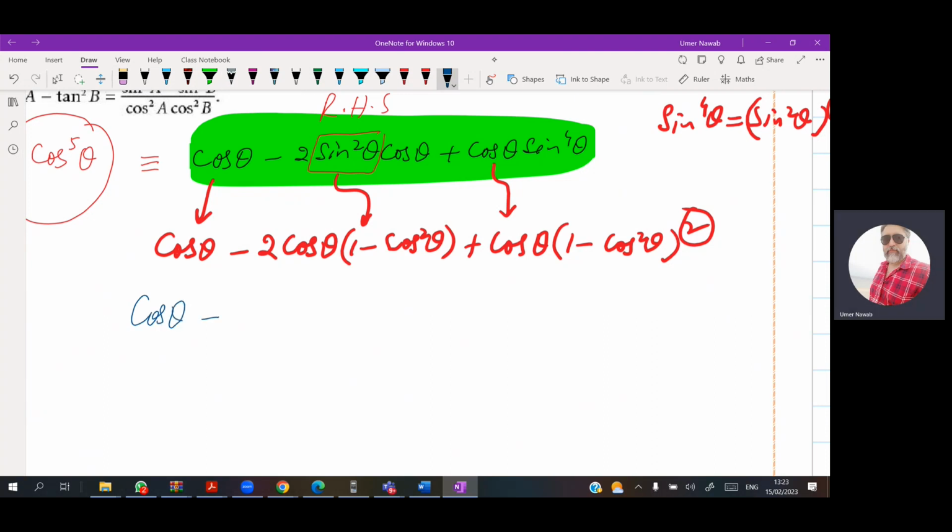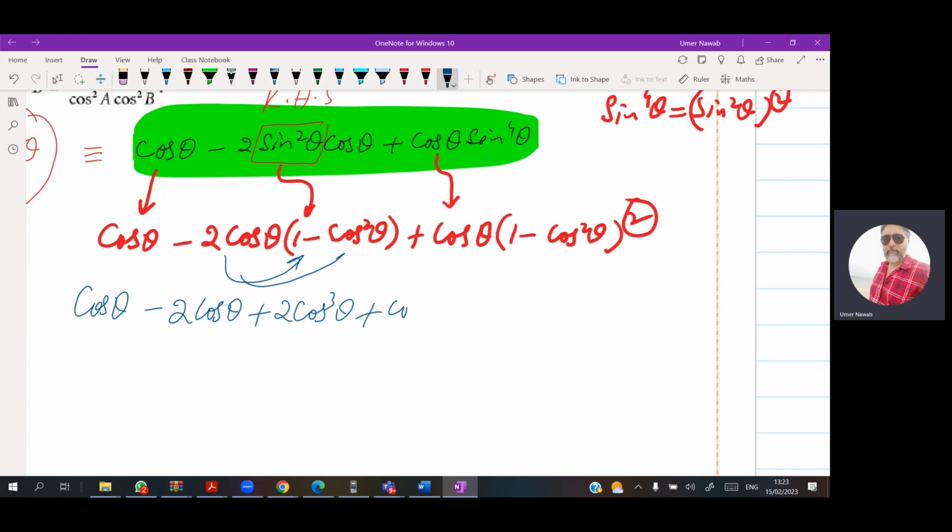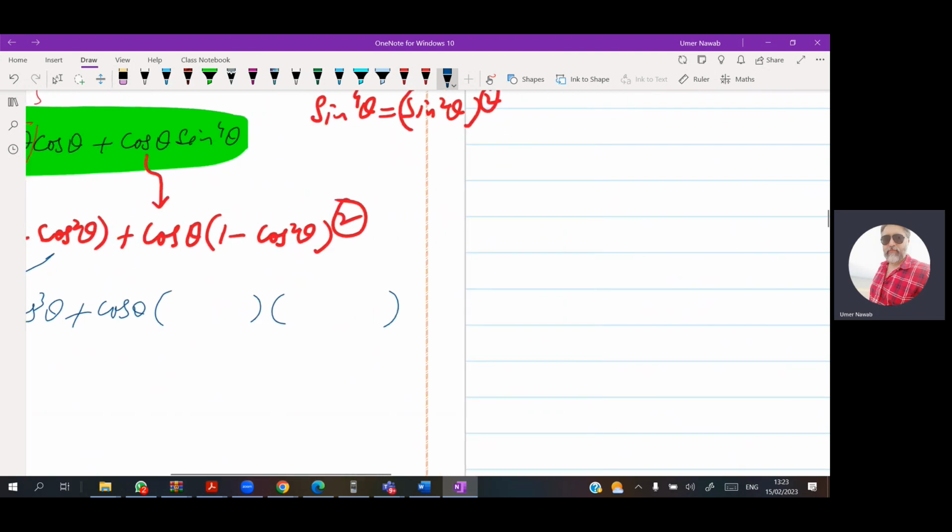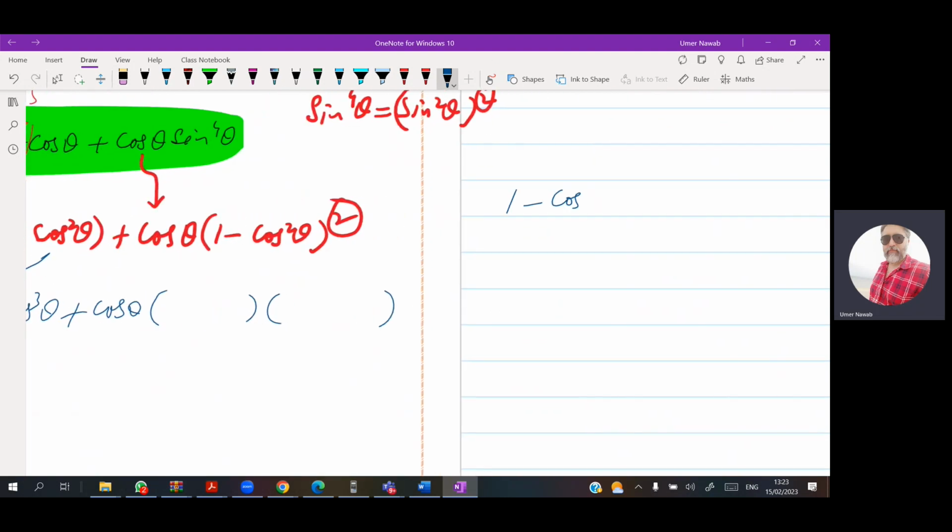Cosine theta as it is. Can I open the brackets? So 2 cosine theta plus 2 cosine theta times cosine square theta means 2 cosine cube theta. Be careful, guys, this is algebra. Plus cosine theta. Can I multiply 1 minus cosine square theta 2 times? Let me do it on the side rather than rewriting lots of things. So I'm going to multiply it 2 times.